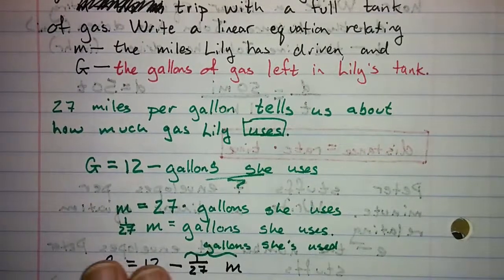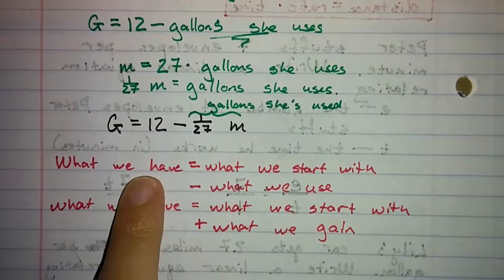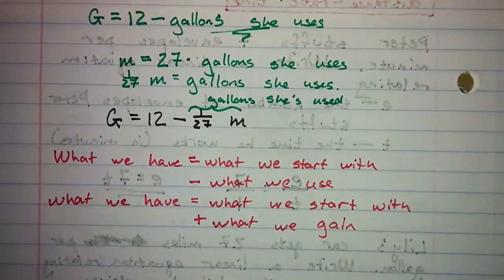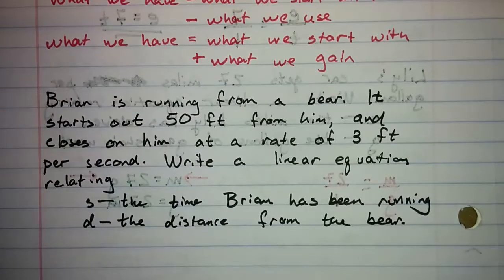Now this equation form, what we have equals what we start with minus what we use, or what we have equals what we start with plus what we gain. These are very common forms for linear equations to take. I'm going to have you write out an equation that uses one of these forms. Brian is running from a bear. It starts out 50 feet from him and closes on him. That is, it decreases the distance from him at a rate of 3 feet per second. Write a linear equation relating S, the amount of time that Brian has been running, and D, the distance between him and the bear. Pause the video and try this now.